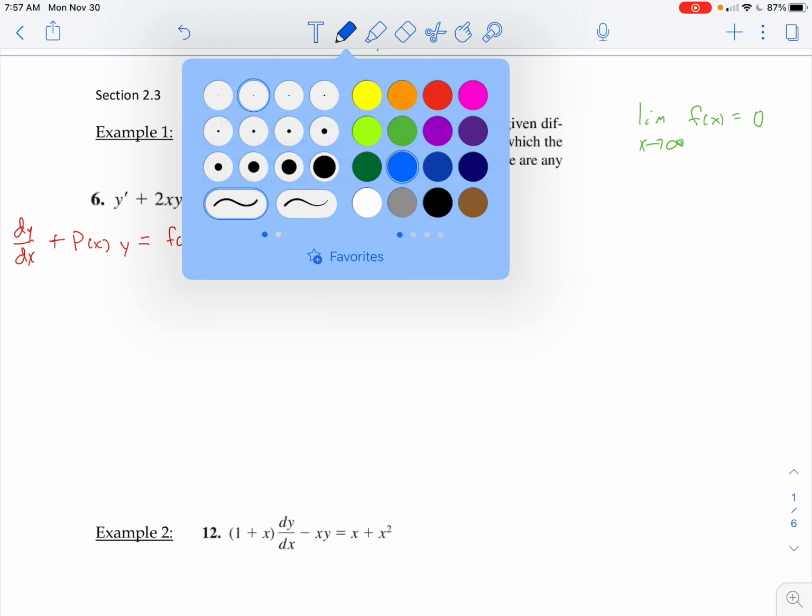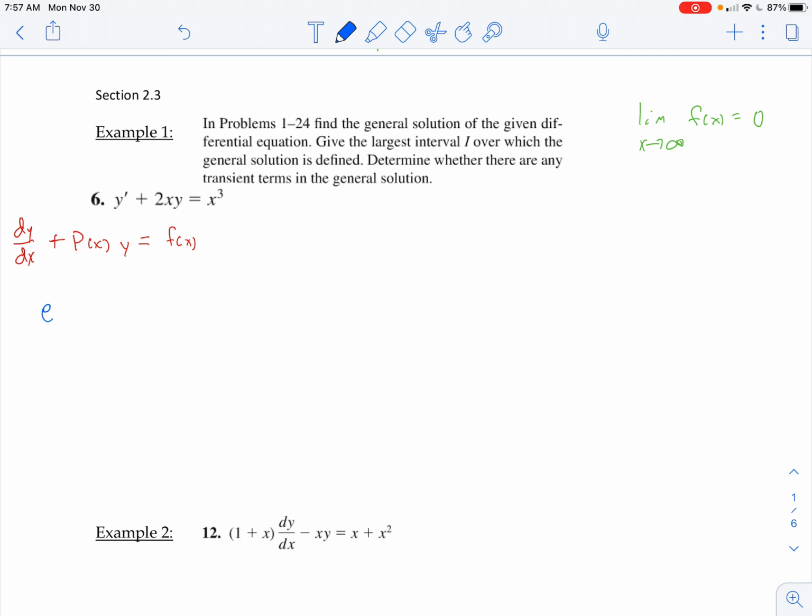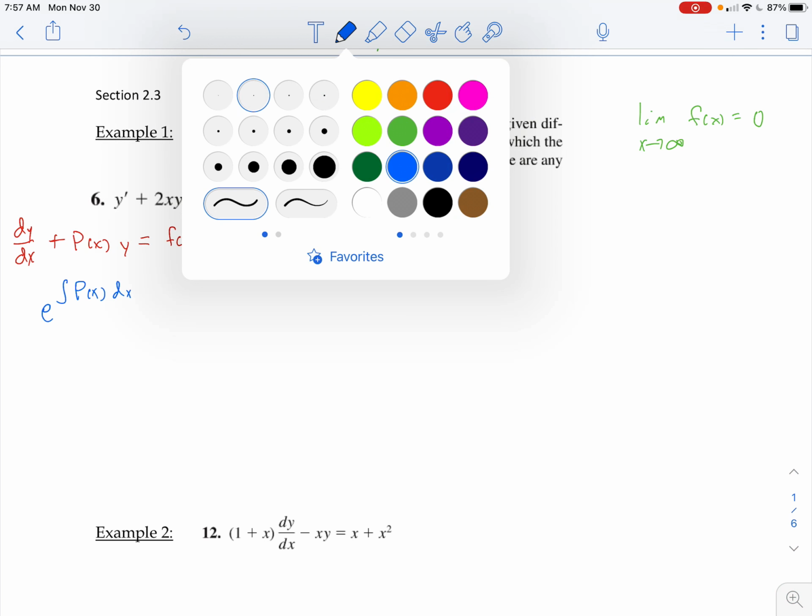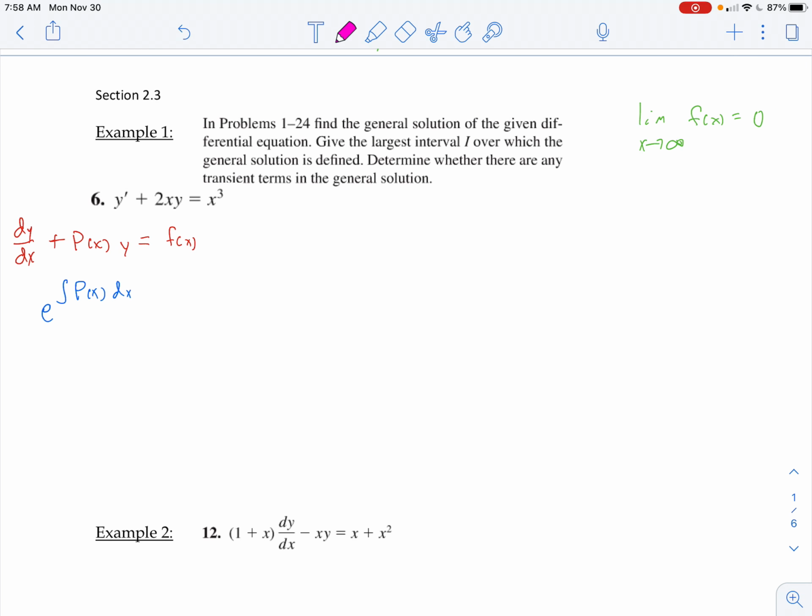And then our integrating factor is going to be e to the power of the integral of whatever that function is, that coefficient with y. Whatever the independent variable is, in that case it's x. All right, so let's go ahead and now find, well, it's already in our standard form, so because it's already in standard form, we can go ahead and find our integrating factor.